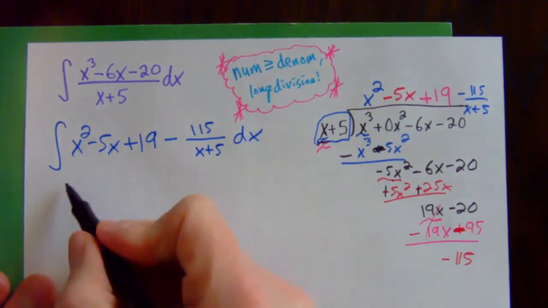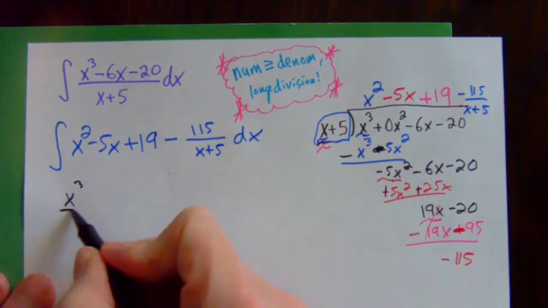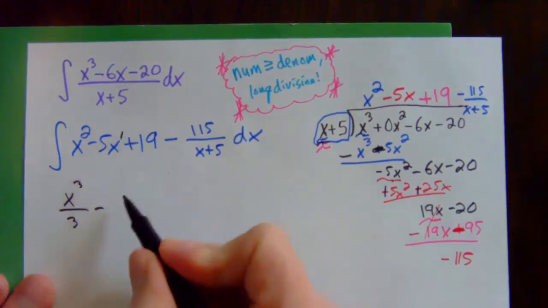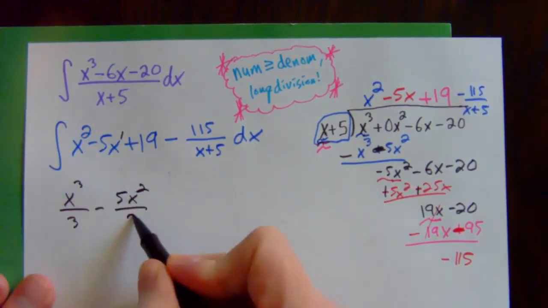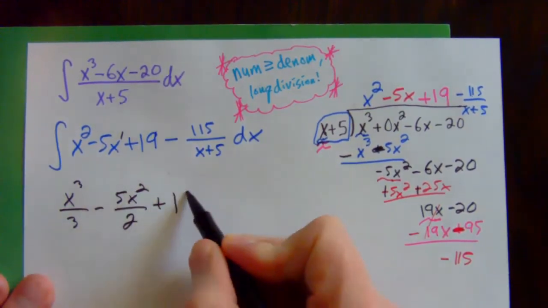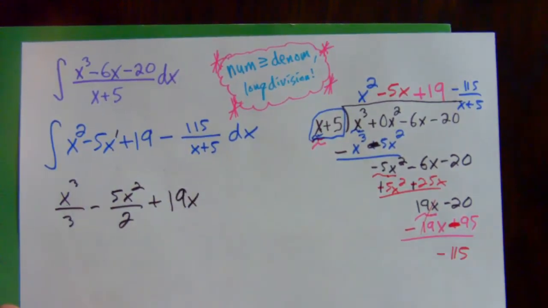So when I integrate x squared, that's simply gonna be x cubed over 3. When I integrate 5x to the first, we're gonna go 5x squared over 2. When you integrate a number, it's just that number times x. So I got those 3 done immediately.